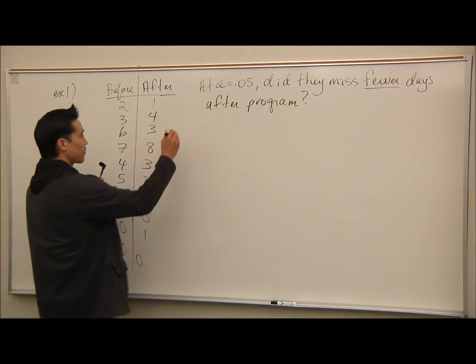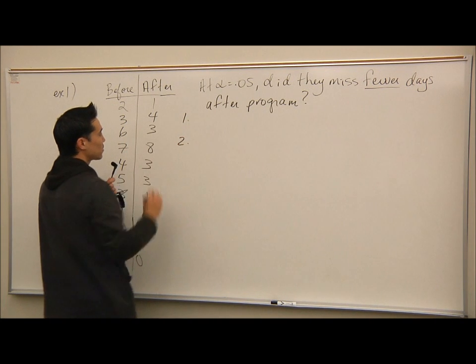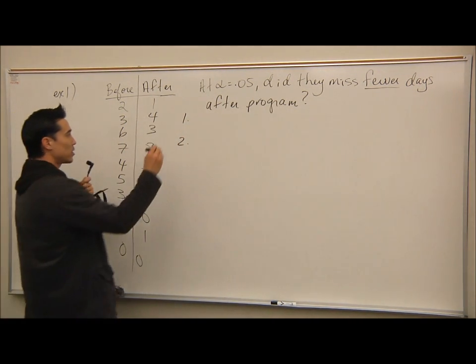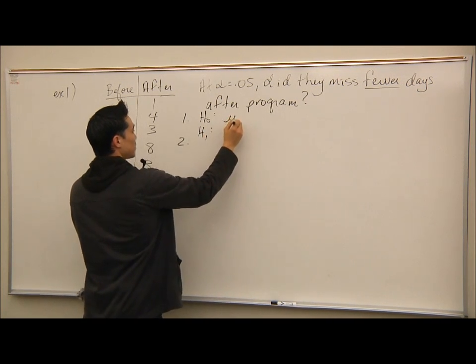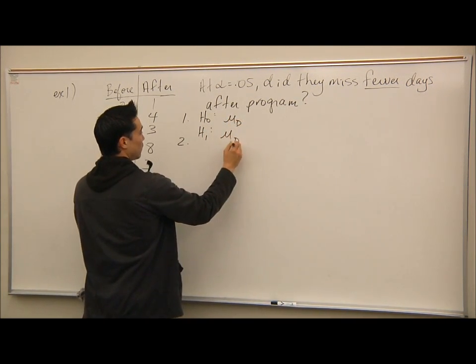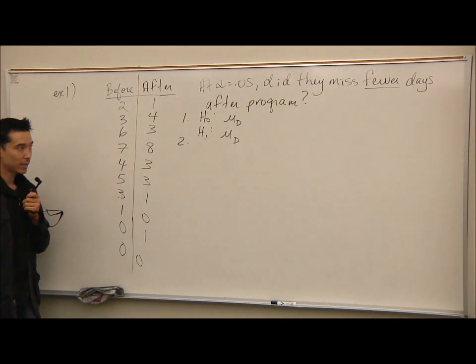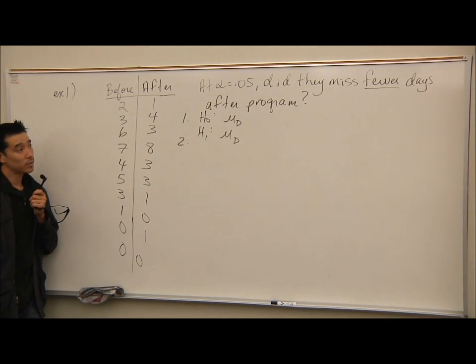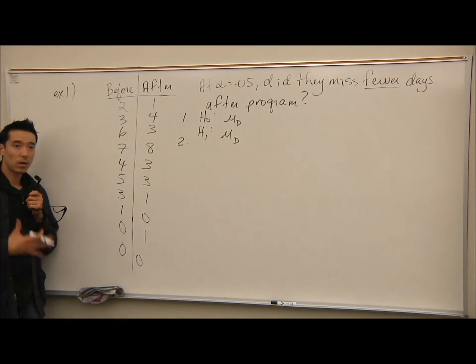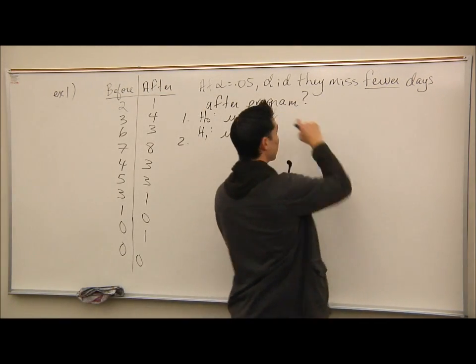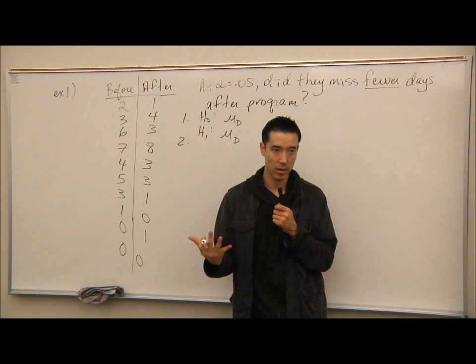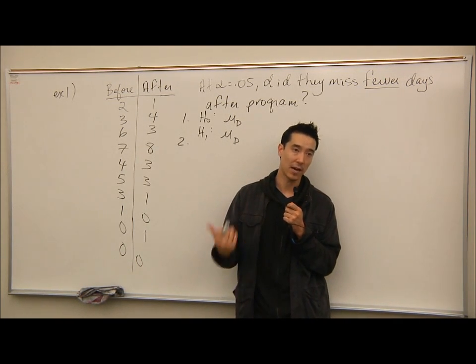So let's walk through some steps. Step 1, H0 and H1, and it's in terms of mu sub d. Now this mu sub d is a little bit tricky because mu sub d is in reference to the before minus the after. The question here is they miss fewer days after the program. That's what we need to set up as an inequality: missing fewer days after the program.